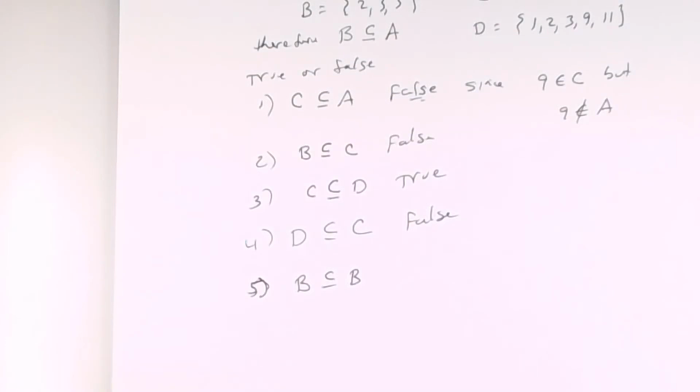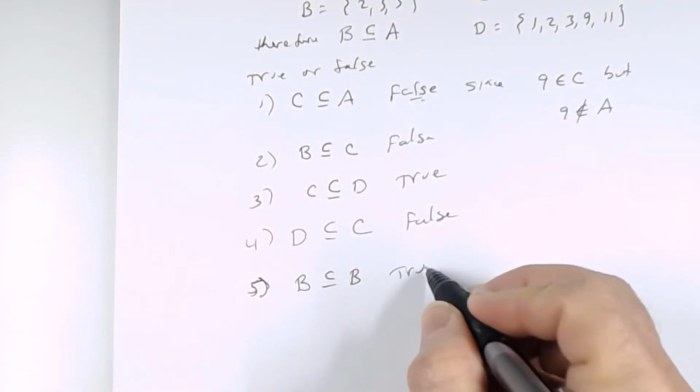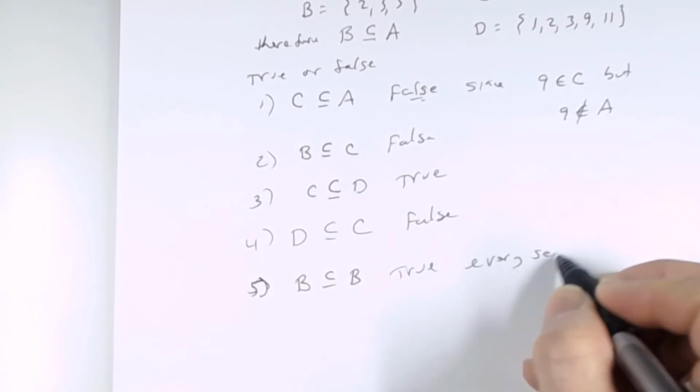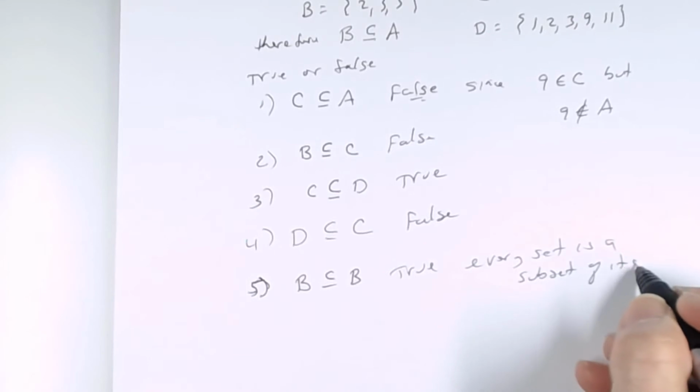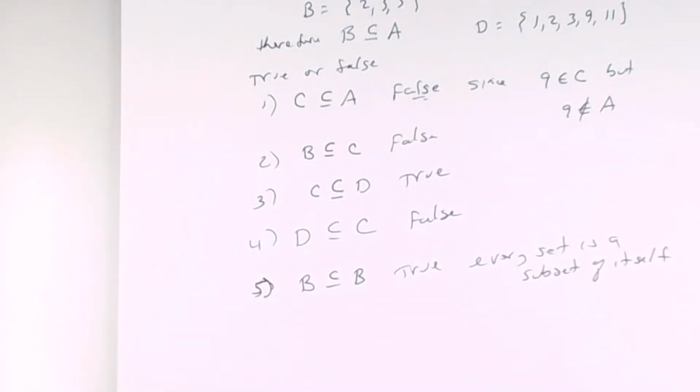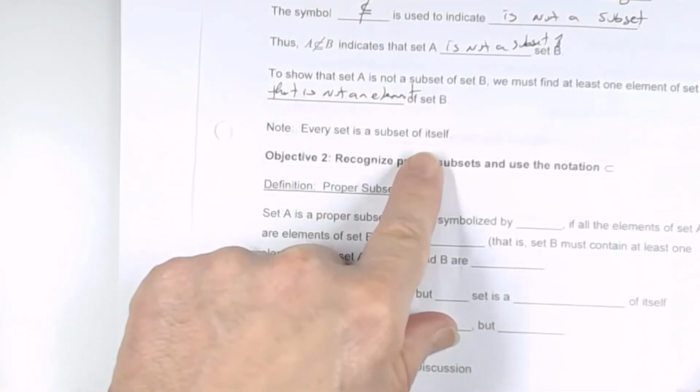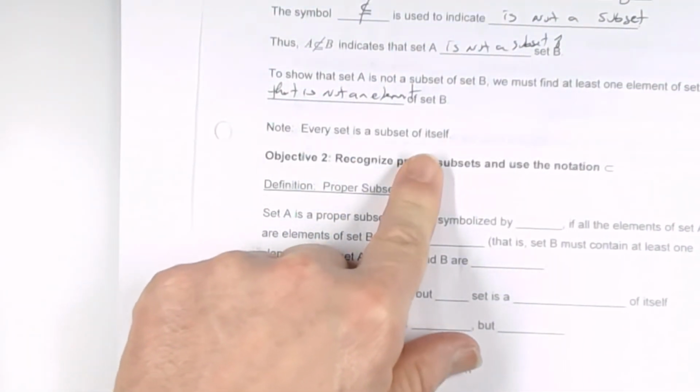Yeah. Because every element in B is also an element of what? B. So every set is a subset of itself. So that's true. All right, that was the last thing you saw. You see where it says right here, every set is a subset of itself? So now you visually saw why that's true.